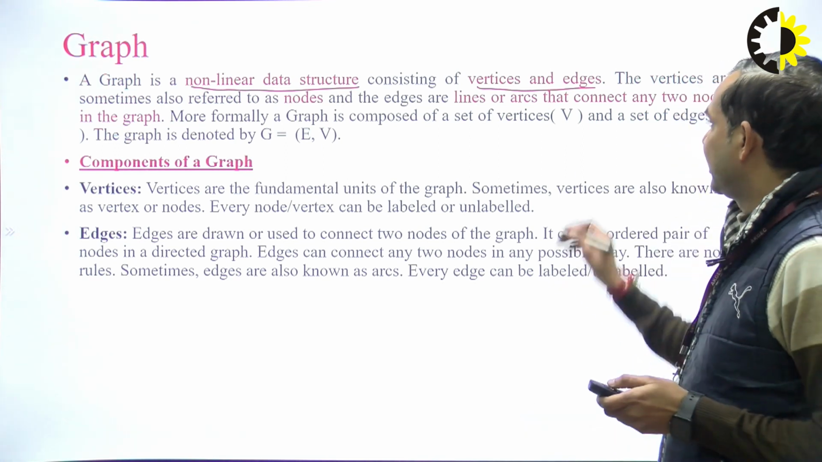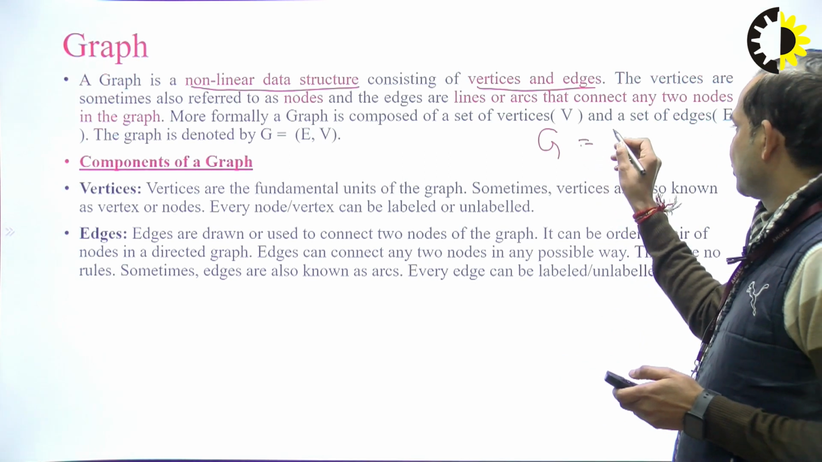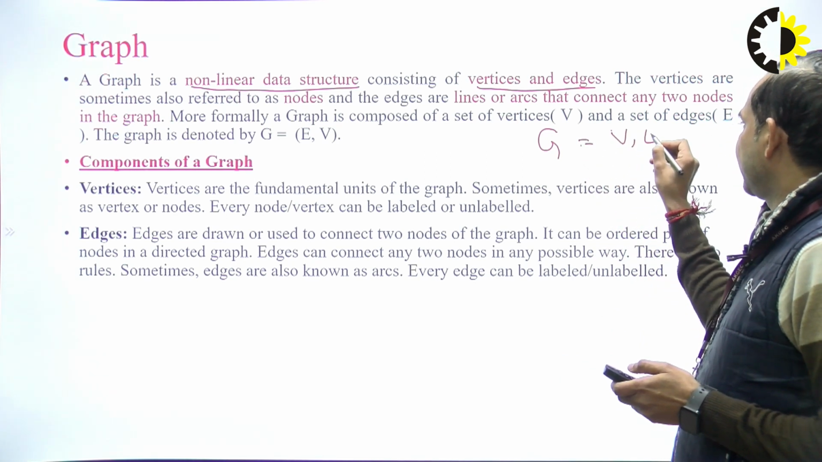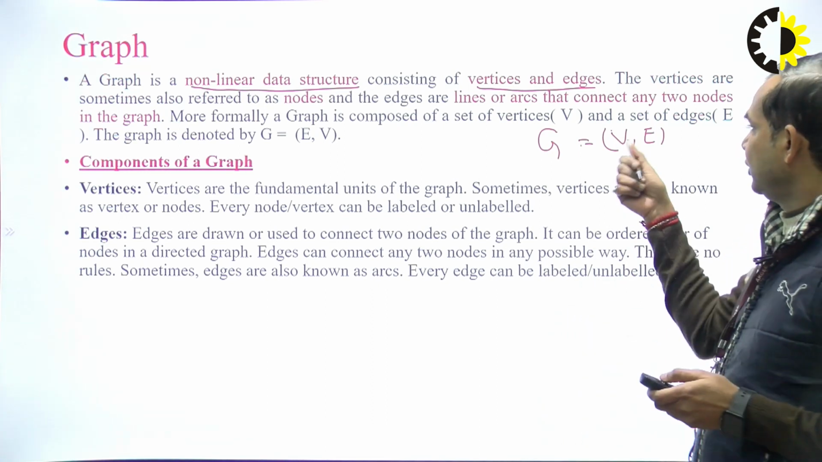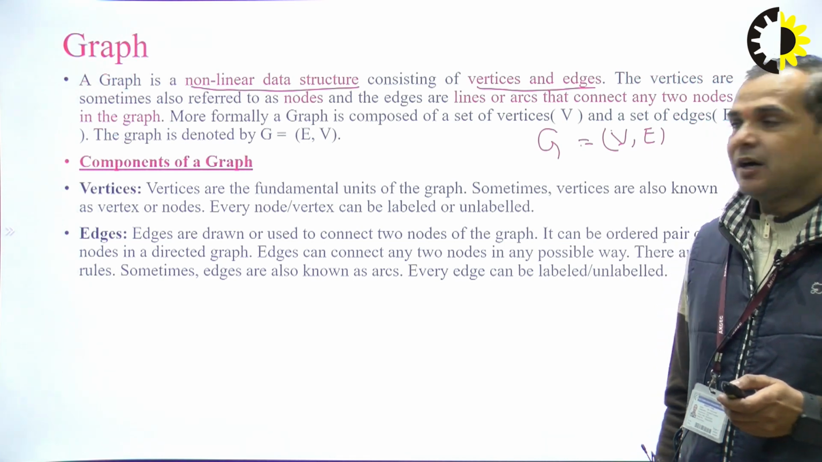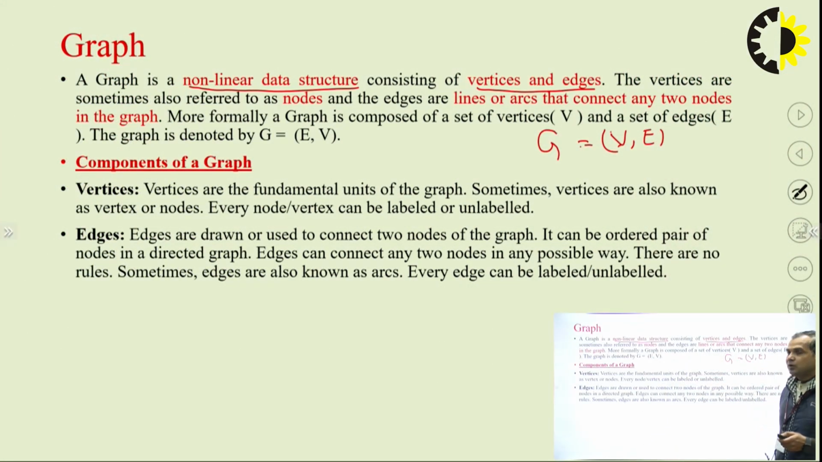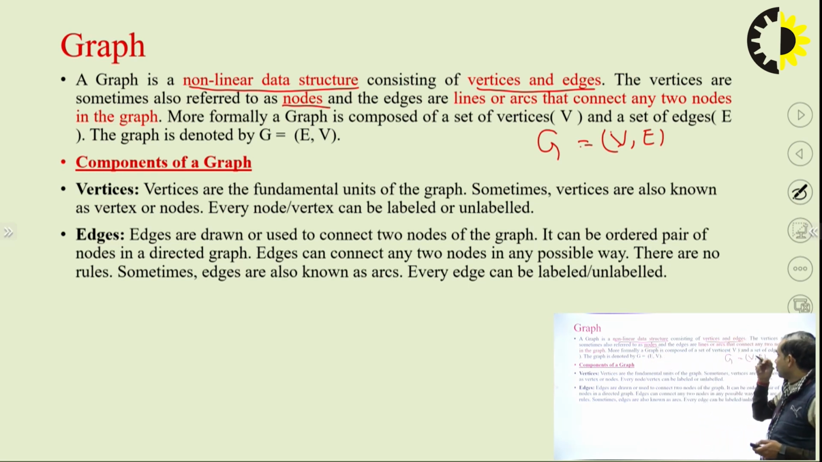So if we declare a graph G, it will consist of the set of vertices V and the set of edges E. What is V? It is the combination of all the vertices given in the graph. And what is E? It is all the edges given in a graph. The vertices are sometimes called nodes, and an edge is known as a line, or we can define it as an arc.